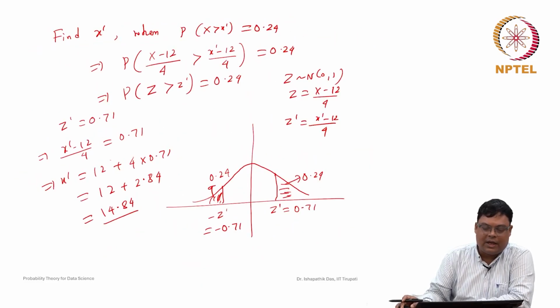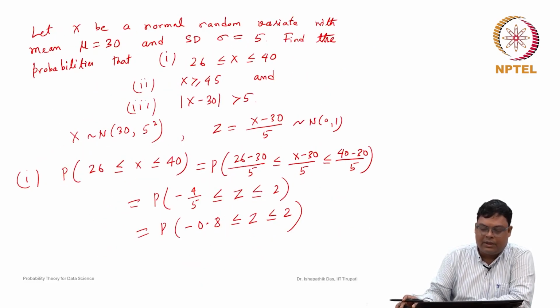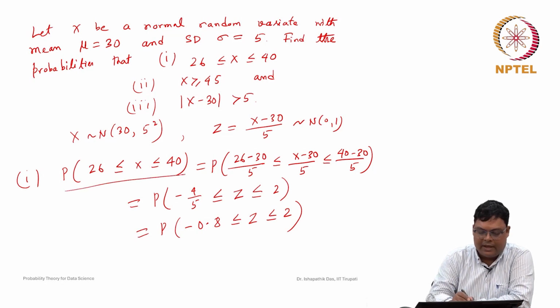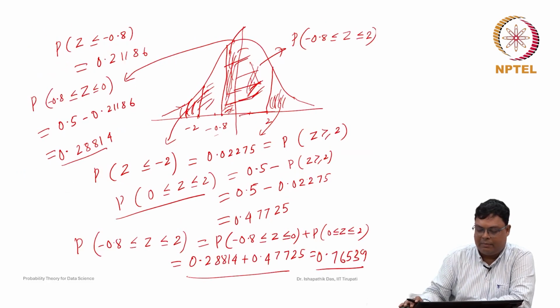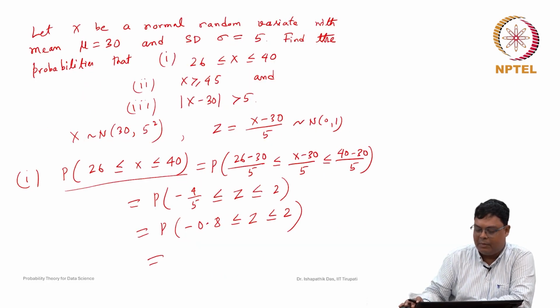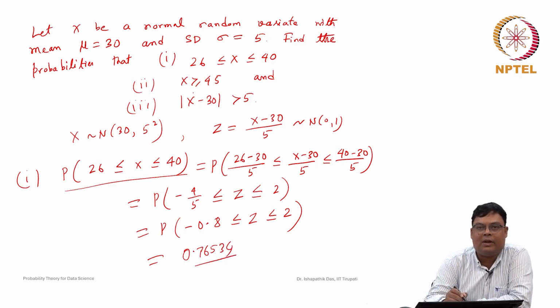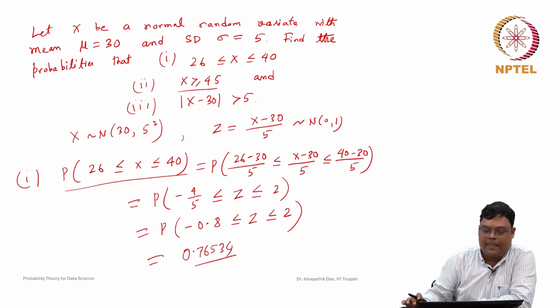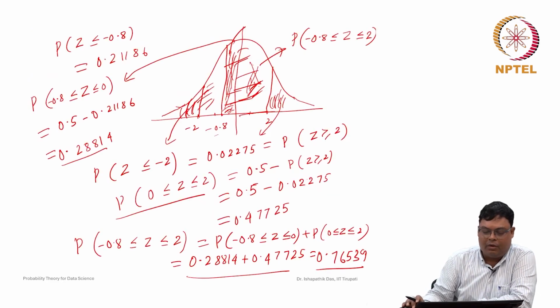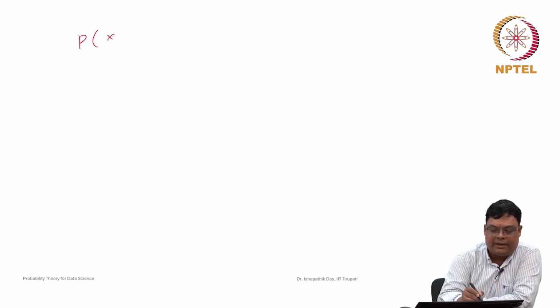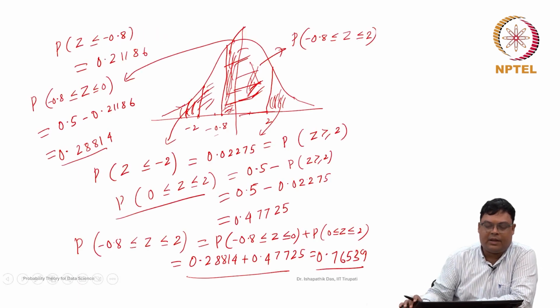Now, what is the second question? For the first question, we found the probability that x is between 26 and 46, and the final value is 0.76539. Next, we have to find the probability that x is greater than or equal to 45. So, let us see x greater than or equal to 45.